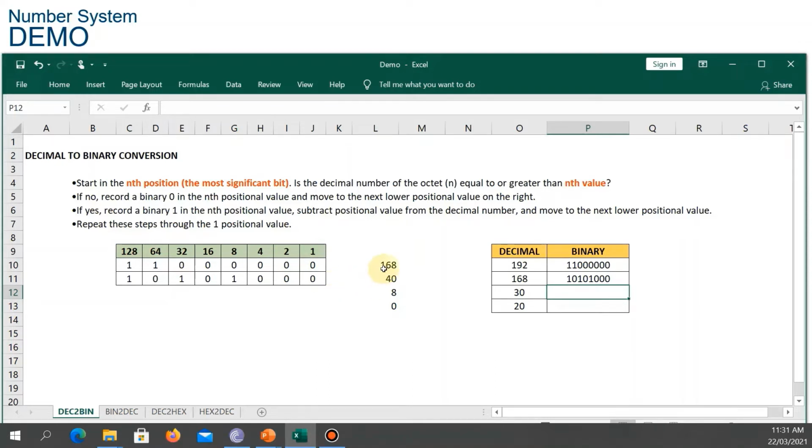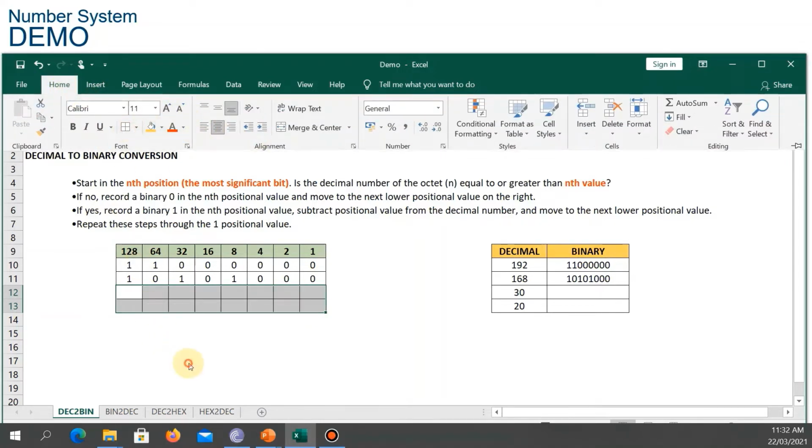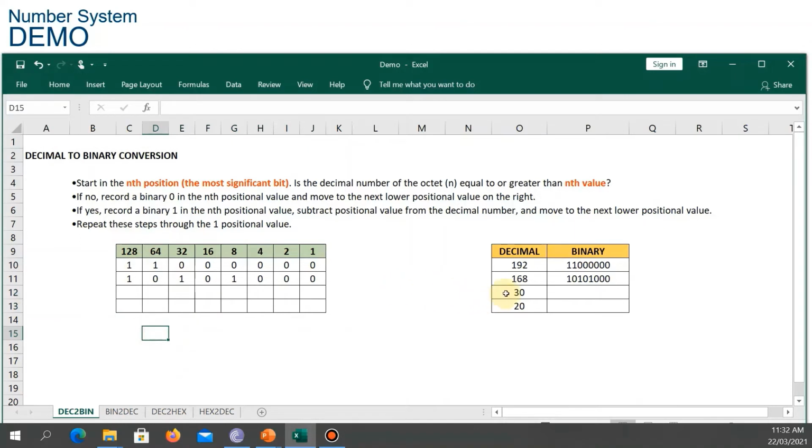Now, to convert 30, I guess this is much simpler. To convert 30 to binary, we just have to look at those values that produce 30. All right, so let's work on 30. To get 30, we need 16. We have to start at 16 because 32 is greater than 30. So setting 16 to 1 would yield 16.